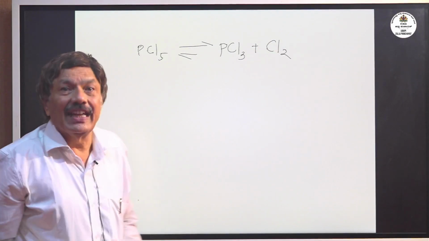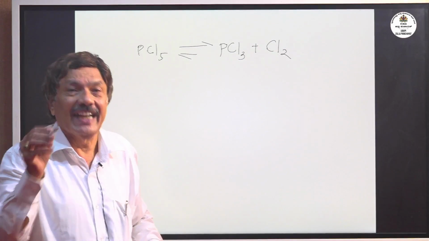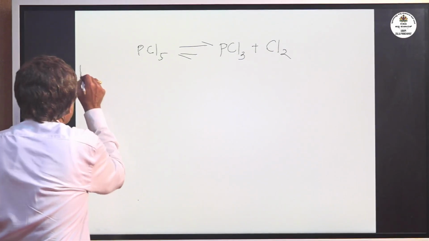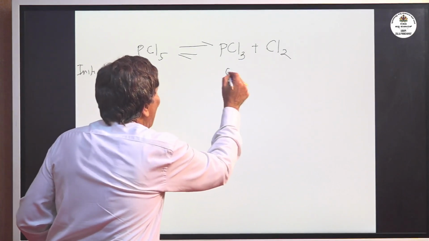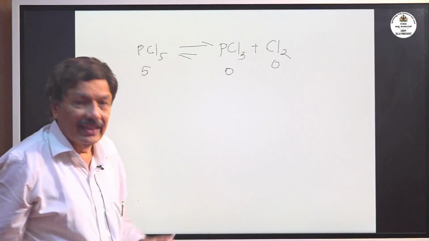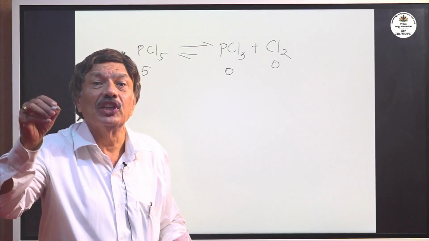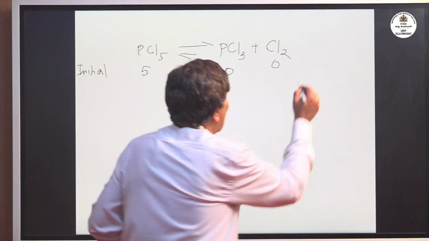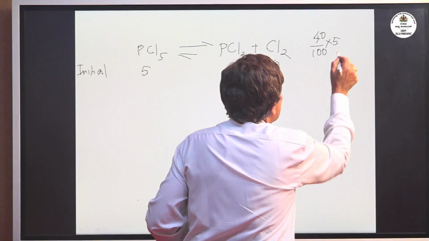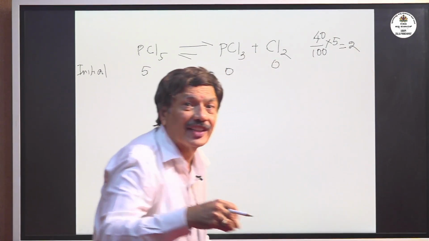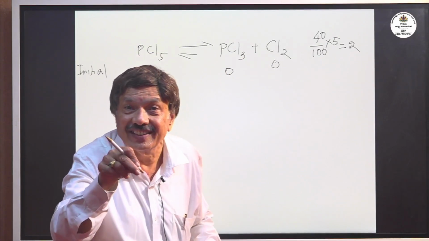Then what are they given here? 5 moles of PCl5 are heated. So initial moles: this is 5 moles. This is yet to be formed. Then what they are giving is, at equilibrium, 40% of it is found to dissociate. What is 40% of 5 moles? That becomes 2 moles. 2 moles undergo dissociation. So what is more important for us is the remaining.